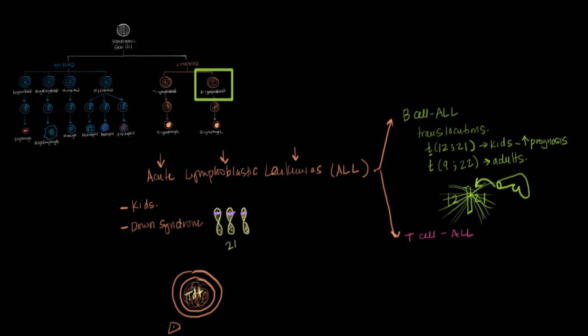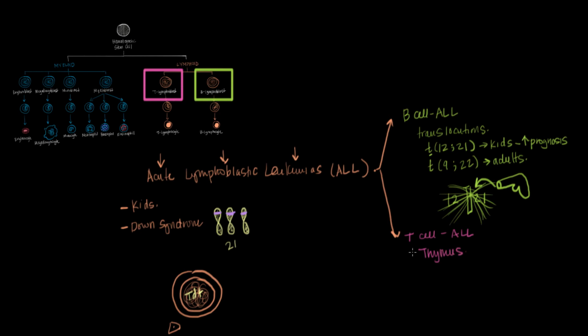Okay, so that's B cell ALL. Now, the other type of acute lymphoblastic leukemia is a T cell ALL. So now we're talking about this guy over here. And I want to start by asking you, when the bone marrow releases T cells into the circulation, into the blood, where do the T cells go? Well, usually they go right into the thymus. And they go there so that they can develop a little bit more.